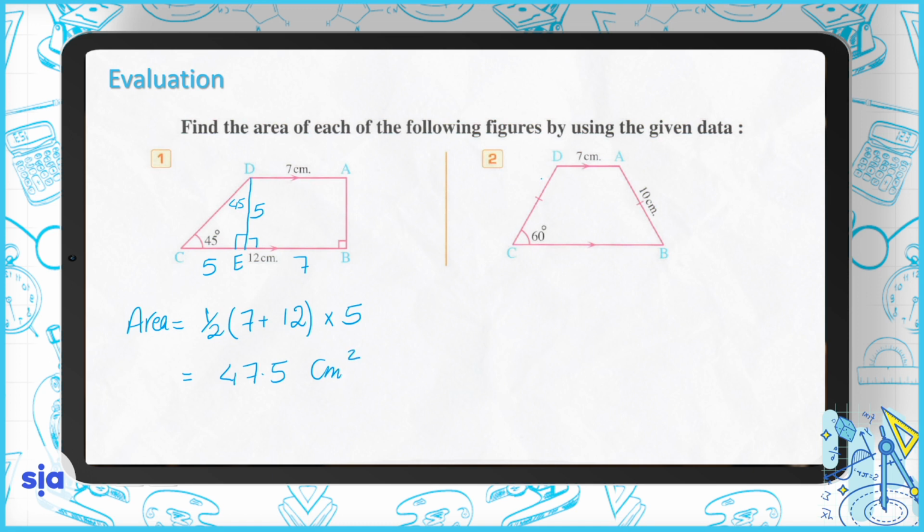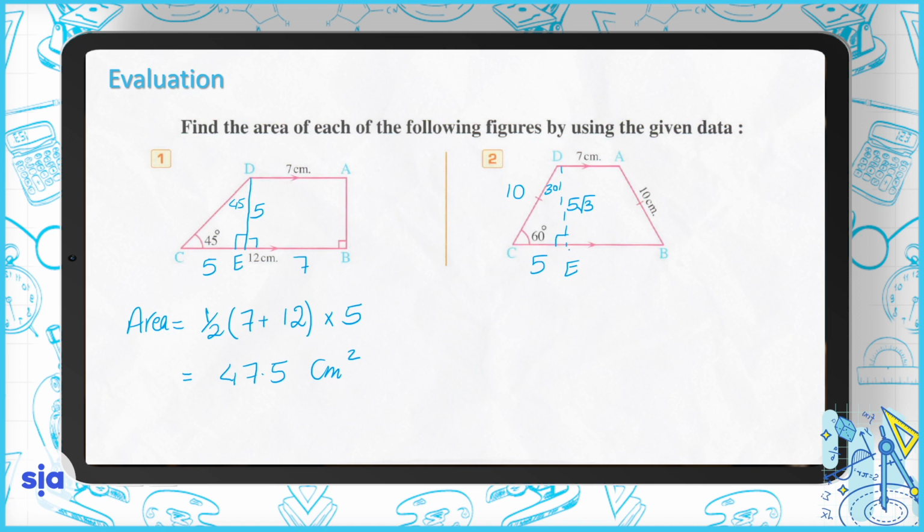Question 2. We have here an isosceles trapezium, or isosceles trapezoid. So what we're going to do, if we make a perpendicular line in here, let's call this point E. So this is the 30 degrees. Isosceles, then CD is 10 centimeters. So automatically CE will be 5 and DE will be 5 square root of 3.